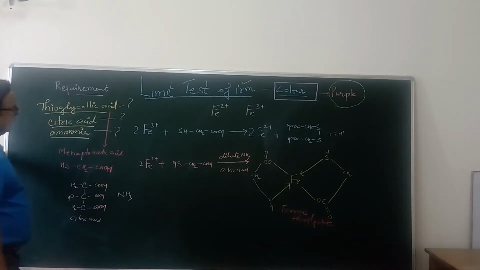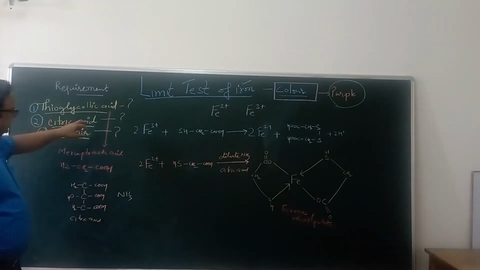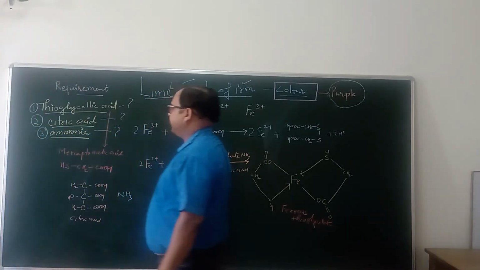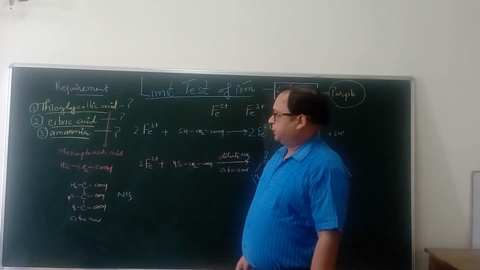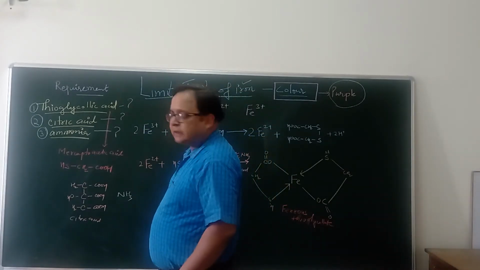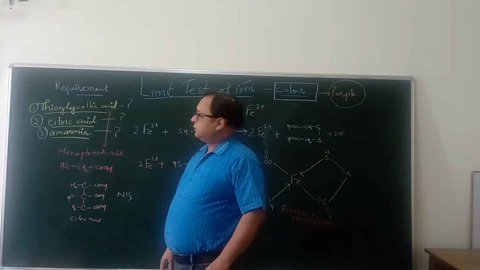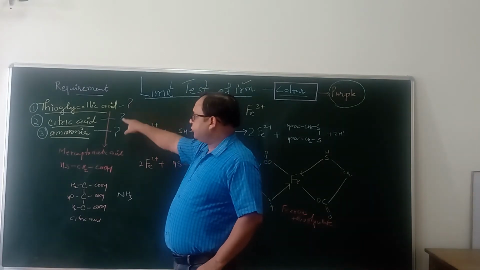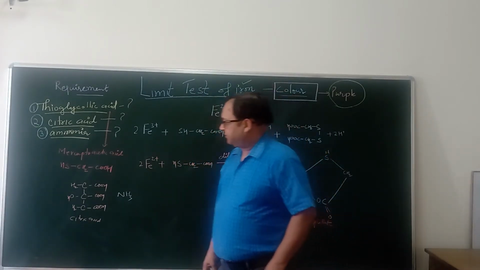First of all, I would like to tell you the chemicals that are required for the limit test of iron. They are mainly thioglycolic acid, citric acid and ammonia. Please recall them: thioglycolic acid, citric acid and ammonia. So first of all, we should have the clarity why we are using these three chemicals, or what is the role of these three chemicals.